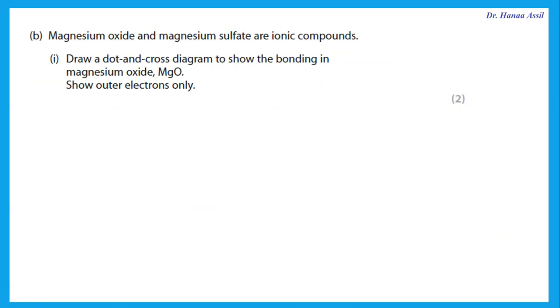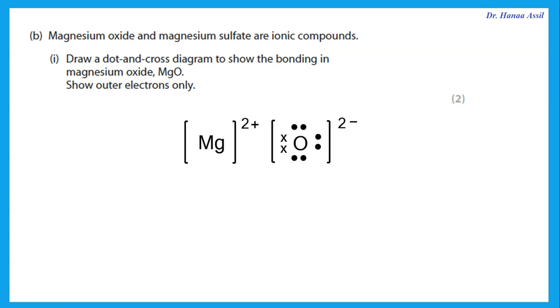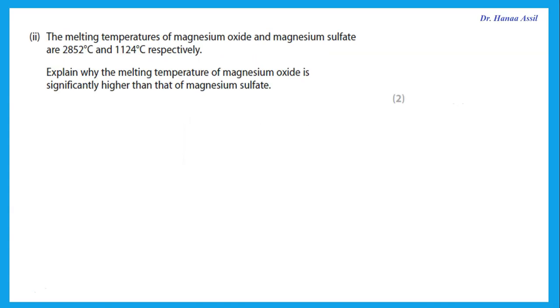Magnesium oxide and magnesium sulfate are ionic. Draw a dot and cross to show the bonding in magnesium oxide. How do we draw dot and cross of magnesium oxide? Of course, we're told that it's ionic. The magnesium will lose 2 electrons, become 2+, and the oxygen has its 6 and gains the 2 of the magnesium, so that has an overall 2 negative charges. So this is the dot and cross of magnesium oxide.